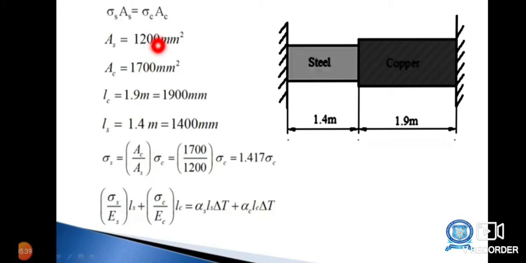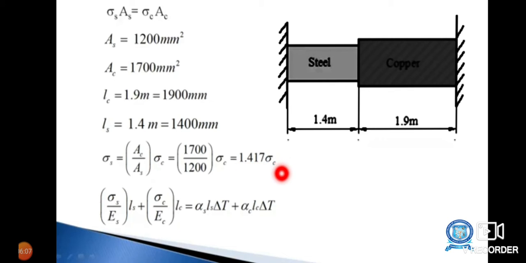So that is a cross multiplication. Sigma s is equal to A c divided by A s, that is the area of copper divided by the area of steel, into the stress on copper. So you can apply the given values. We know the area values, so you can apply the areas of copper and steel. So we get 1.417 sigma c.